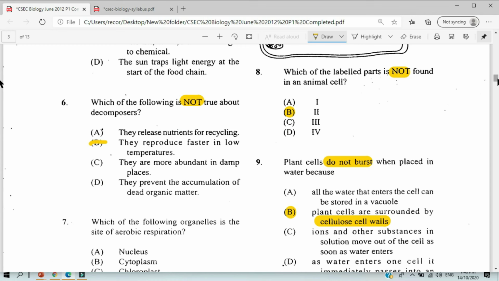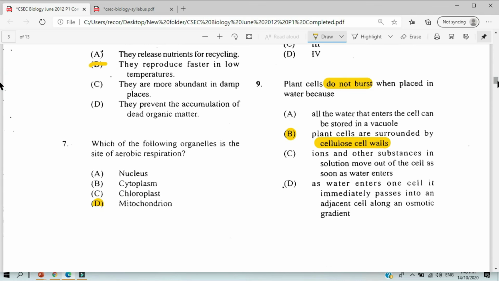6. Which of the following is not true about decomposers? We chose B. They reproduce faster in low temperature. That is not true. You will relate to having something in the refrigerator. It won't become spoiled as easily as if you were supposed to have it out in a higher temperature. For 7, which of the following organelles is the site of aerobic respiration? That's textbook. It's going to be the mitochondrion.